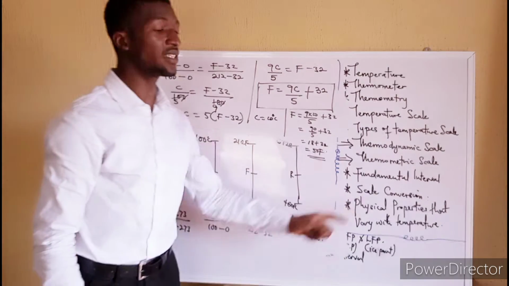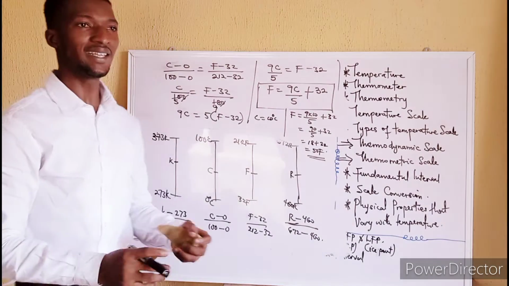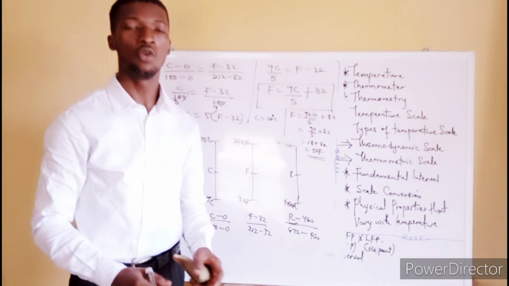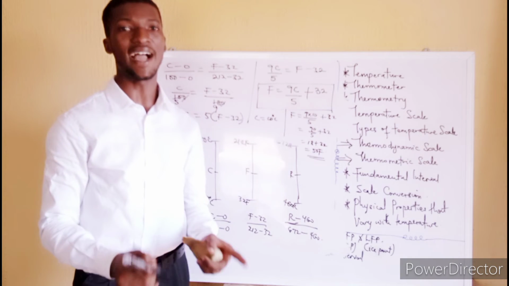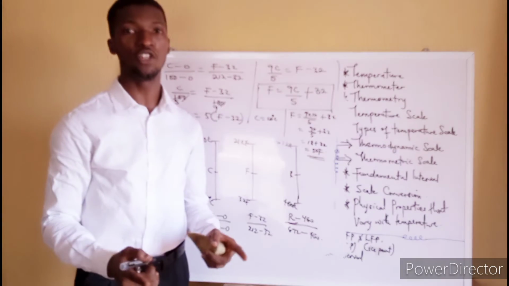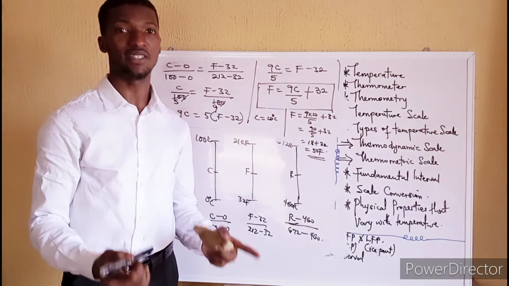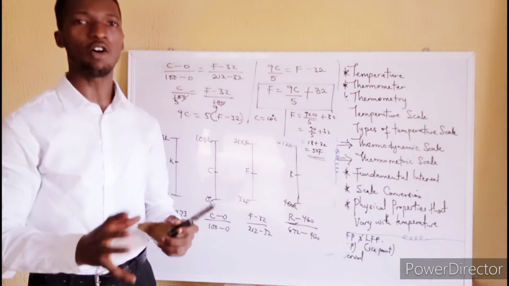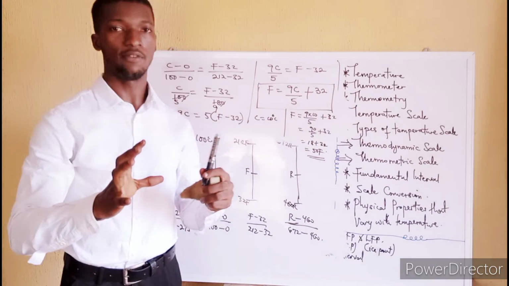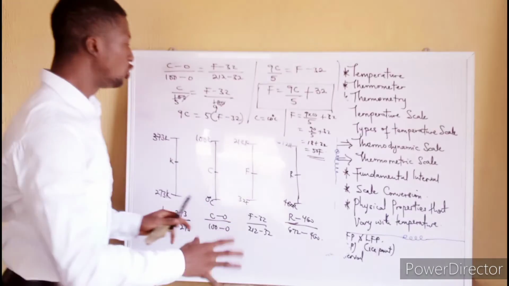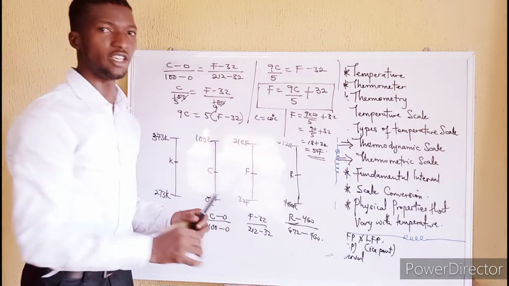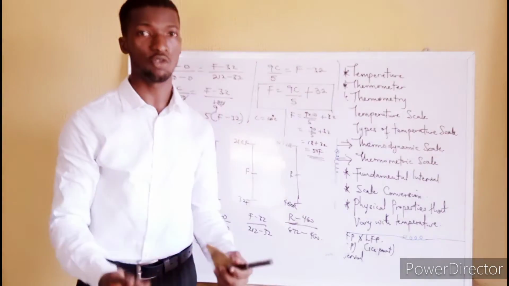Okay, let's look at the physical properties that vary with temperature. There are several physical properties that vary with temperature. We can have the length, the height, area, volume, pressure, and you can also have resistance. So when you're dealing with any of these physical properties, you use the same method which is applied here. It's just for you to define which temperature scale you are using.